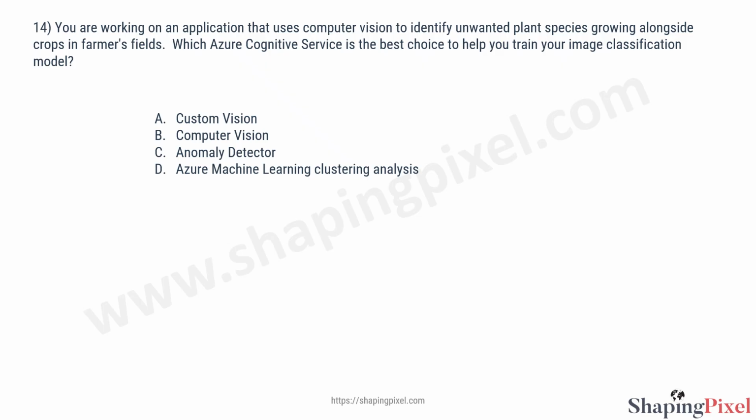Question number 14. You are working on an application that uses computer vision to identify unwanted plant species growing alongside crops in farmers' fields. Which Azure Cognitive Service is the best choice to help you train your image classification model? And we have four options: custom vision, computer vision, anomaly detector, Azure machine learning clustering analysis. So the right answer here is option A, custom vision.